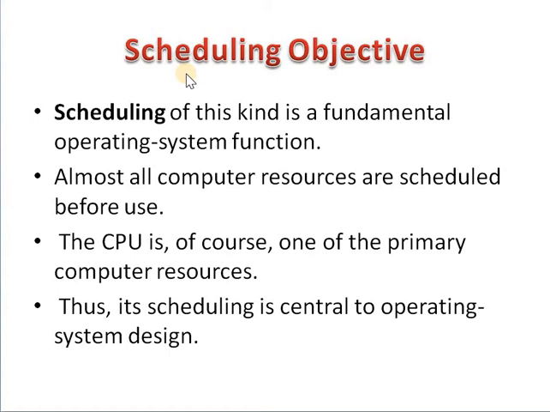In short, in a single processor system, only one process can execute or only one process can run at a time. Any other process must wait until the CPU is free and can be rescheduled. The objective of multiprogramming is to have some processes running at all times to maximize the CPU utilization. So, the main objective of the multiprogramming or the multiprocessing operating system is to maximize the CPU utilization.